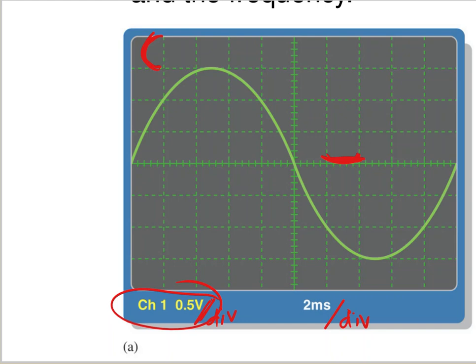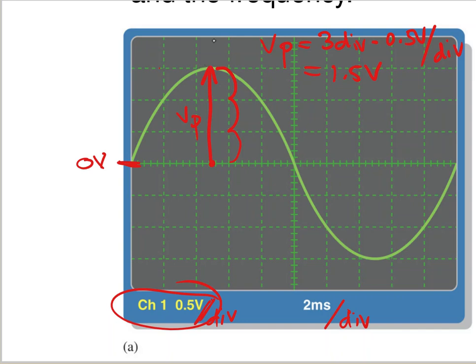So knowing that, I can start to read some data from the screen. If I want to read V peak, now it doesn't say explicitly here, but I'm going to assume that that's the 0 volt level. It's not always, but let's make that assumption for now, since we don't have a real scope to check the settings. V peak is the distance from here to there, and I can figure out that voltage by counting 1, 2, 3 divisions. So V peak is 3 divisions times 0.5 volts per division, which is equal to 1.5 volts.